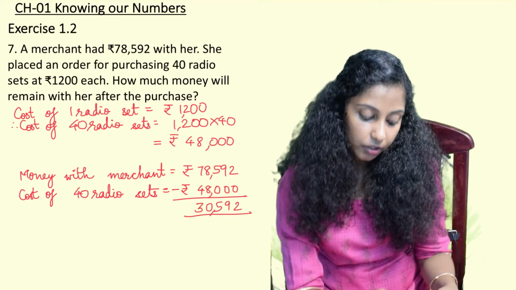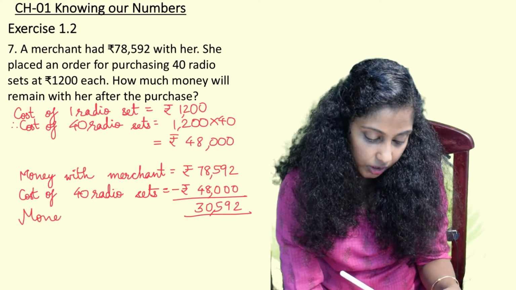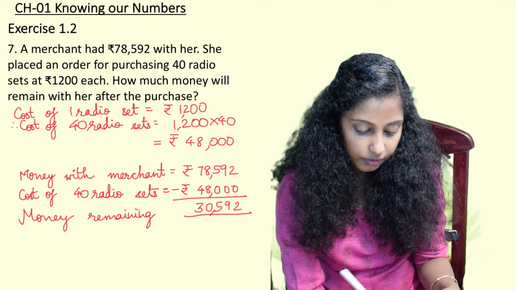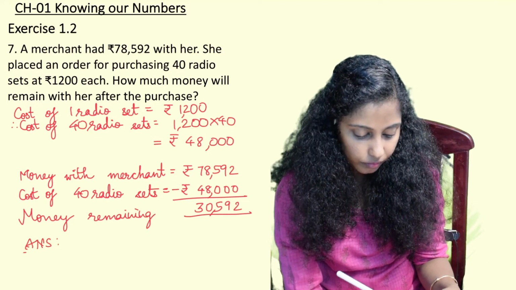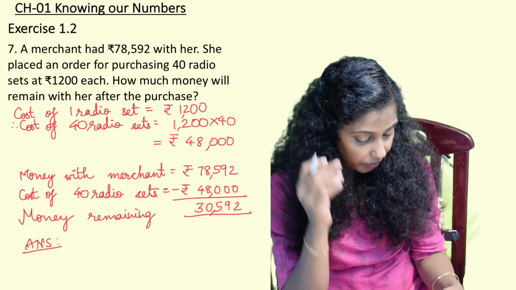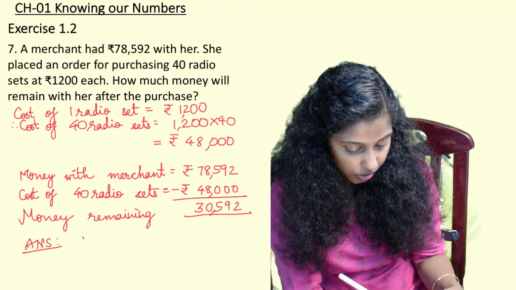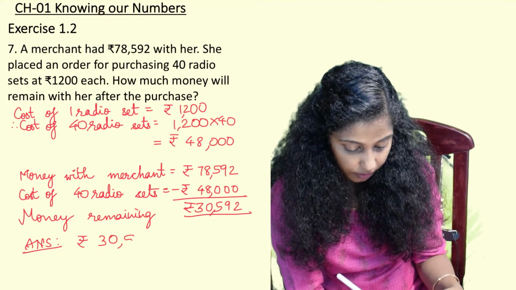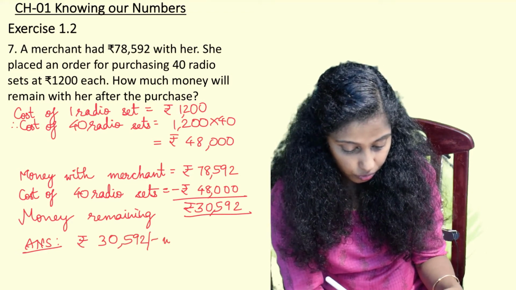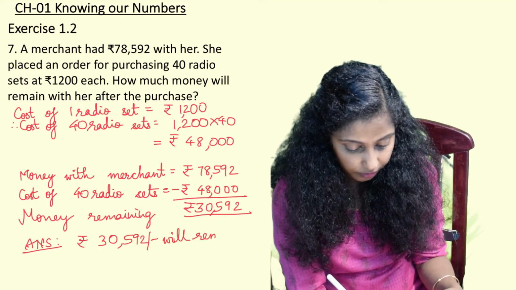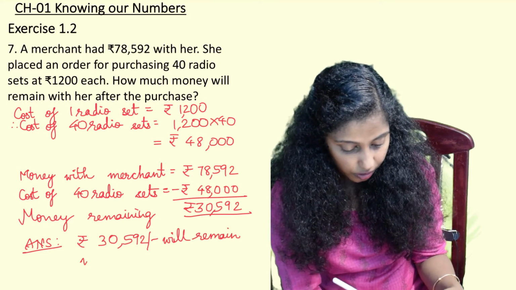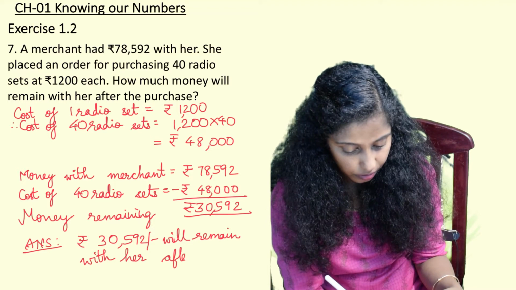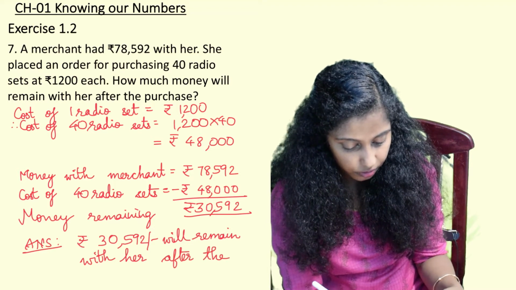So how much money will remain? So money remaining. And then we write the final statement. How much money will remain with her after the purchase? So rupees 30,592 will remain with her after the purchase.